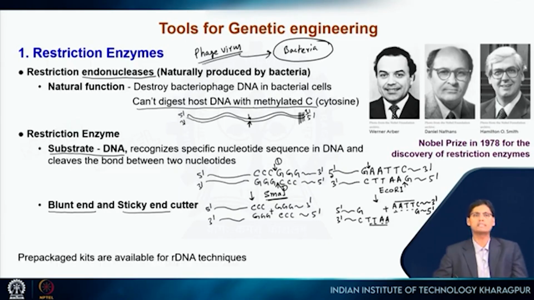And as I already mentioned, these enzymes are available as prepackaged kits and you can buy them commercially. Now I should mention that the discovery and understanding of restriction enzymes is very important for genetic engineering. As you can see, these scientists, Werner Arber, Daniel Nathans and Hamilton Smith, received the Nobel Prize in 1978 in physiology and medicine for their work on restriction enzymes. Without restriction enzymes, we cannot do genetic engineering. So this is very important.